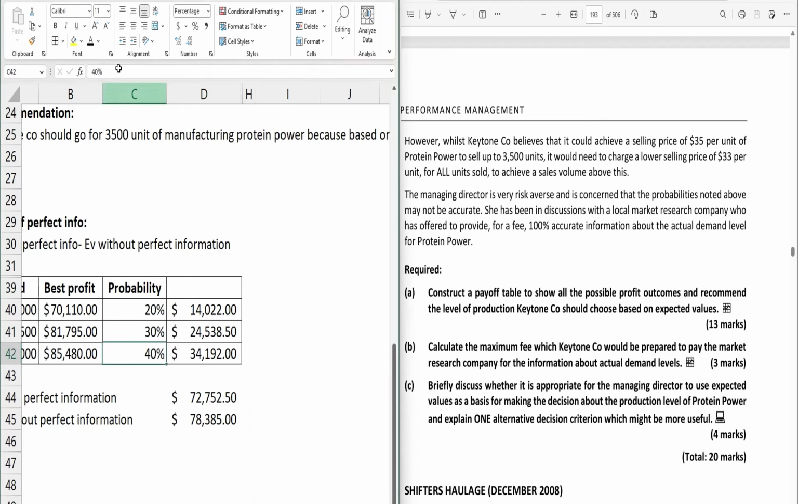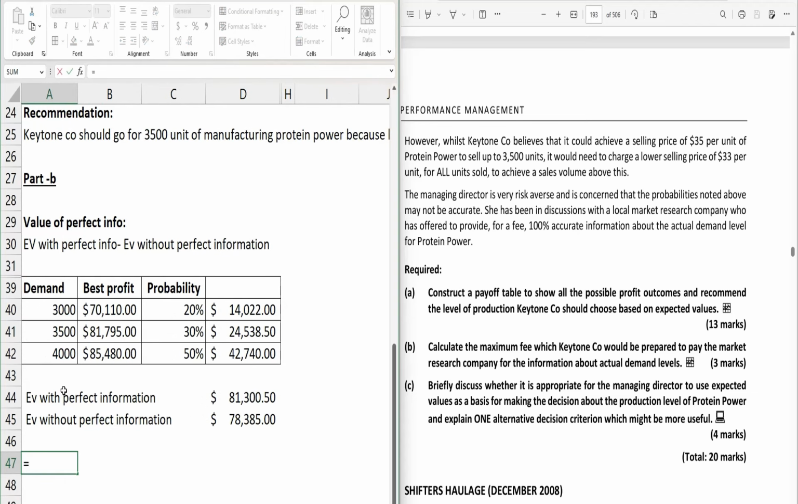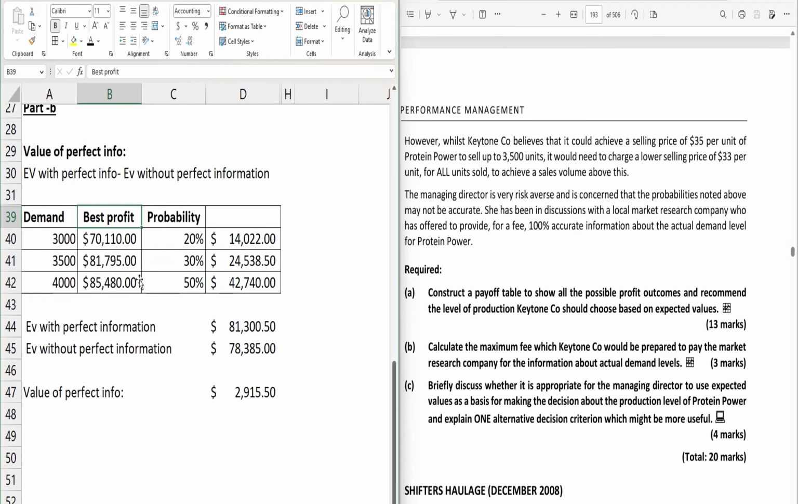This one is 50%. Yes, so now the value of profit information is the difference of these two. So this is the maximum amount that the company is ready to pay. So we will write down the maximum amount is 2,950 that Keytone company will be prepared to pay the market research for the actual demand level. Just write one sentence, all right? So this is quite an easy part and it's only for 3 marks.